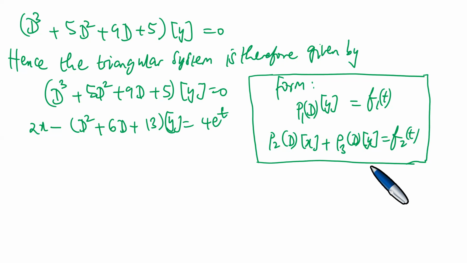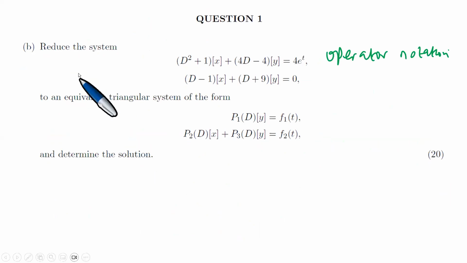Because we're supposed to solve this question. Now we just expressed the triangular system as given by this, but we need to find the answer to this. That's why it's 20 marks. Reduce it to an equivalent triangular system of the form this and determine the solution. So let's find the solution. Now, what is the solution to this? We're going to find the solution to this together just now.